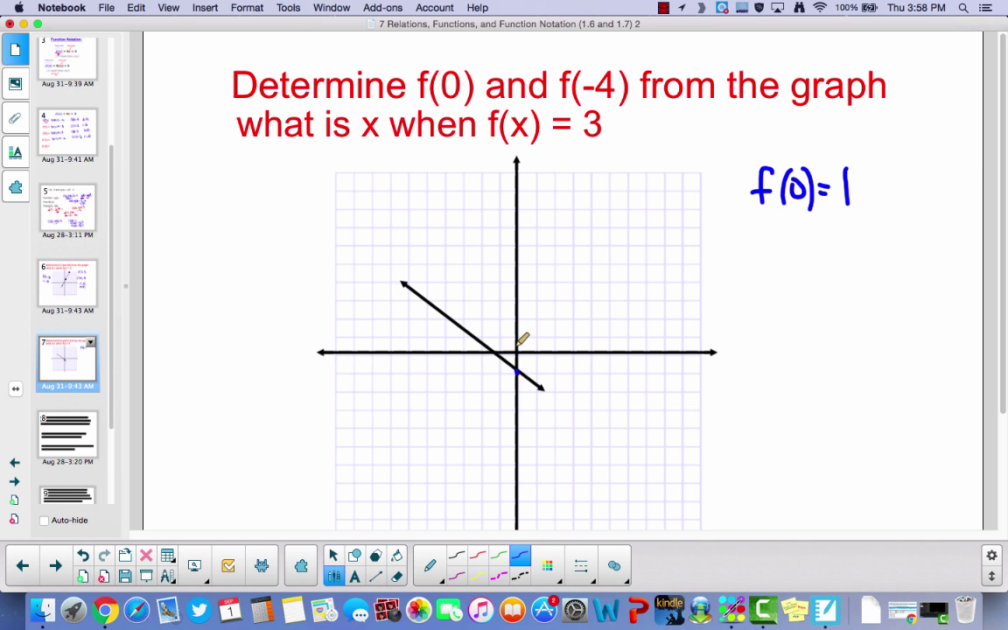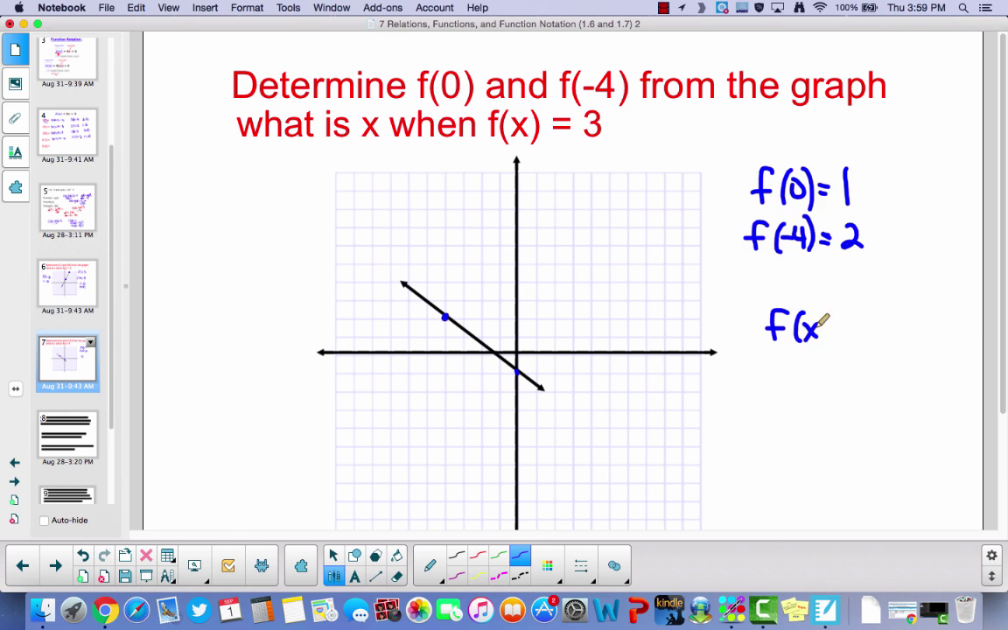F of negative 4 says what is my y value when x is negative 4? So negative 4, 1, 2, 3, 4. What is my y value? Looks like it's a positive 2. So f of negative 4 is 2.